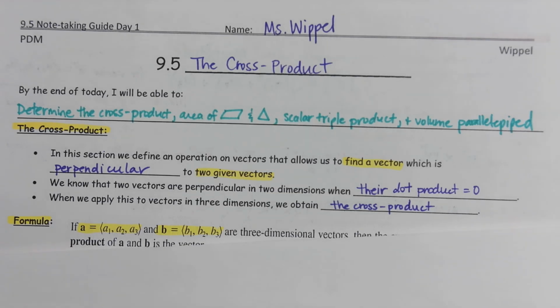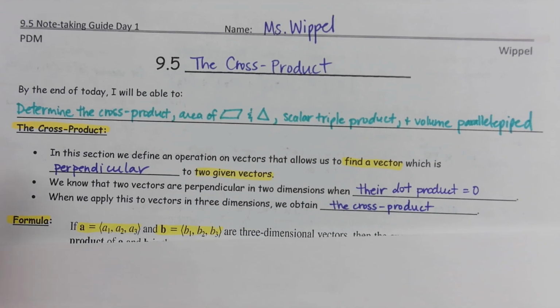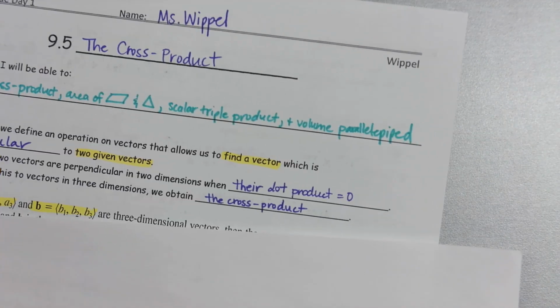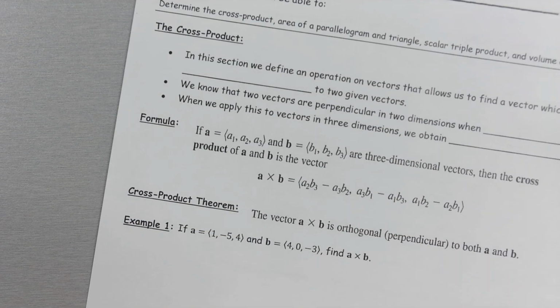Okay, so when we're finding the cross product, the cross product is perpendicular to two given vectors. We have an equation for the cross product that we're going to look at together in just a moment, and you can use the cross product to find that perpendicular vector. We know in 2 dimensions that two vectors are perpendicular when their dot product is 0. And when we apply this to the vectors in 3 dimensions, that's how we obtain the cross product. So this formula is something you are going to want to refer back to.